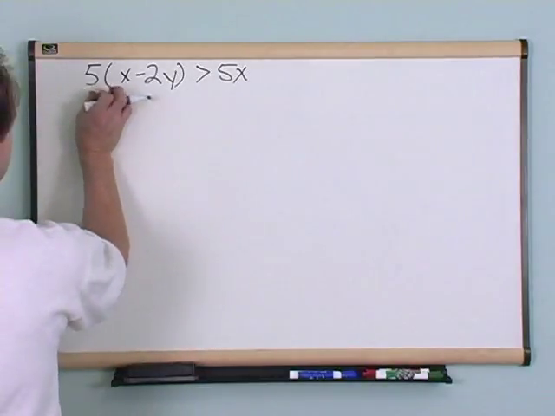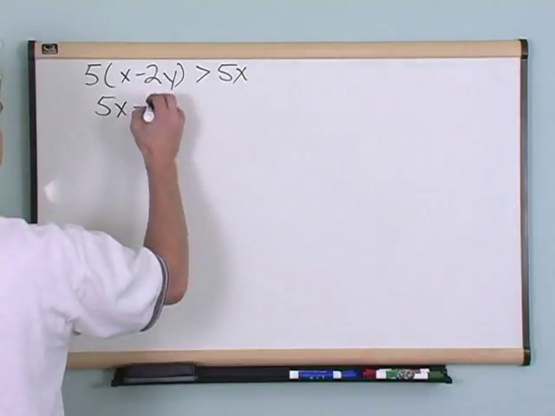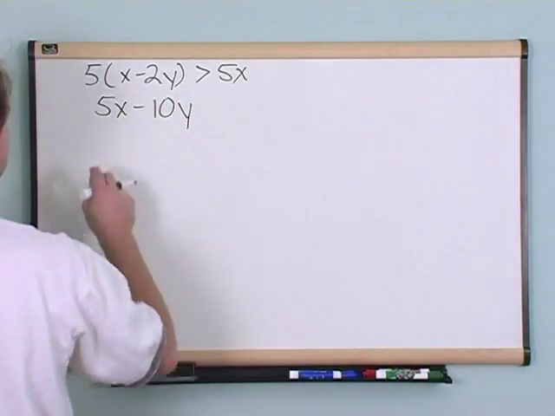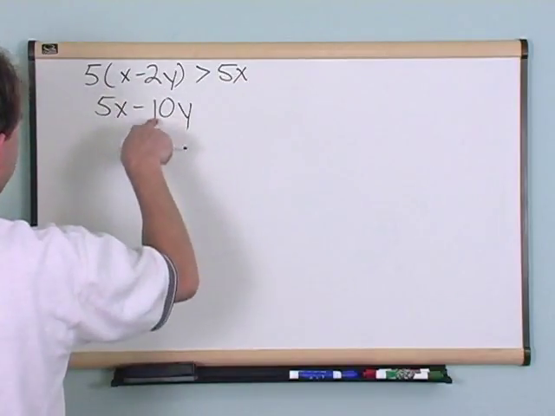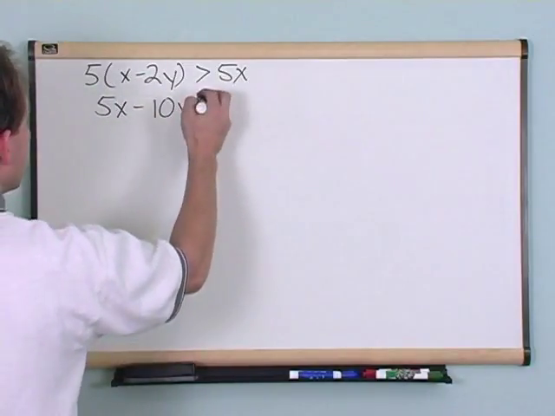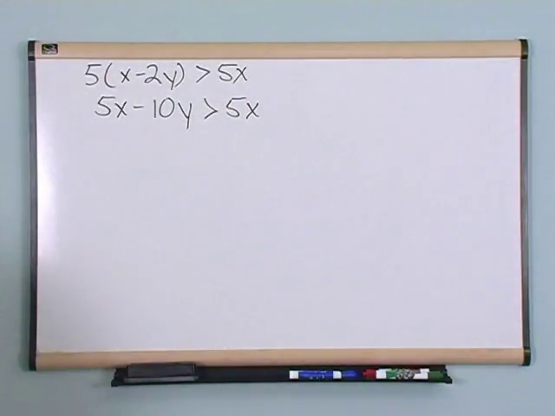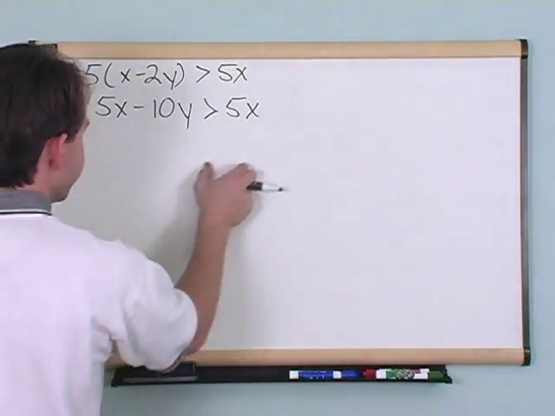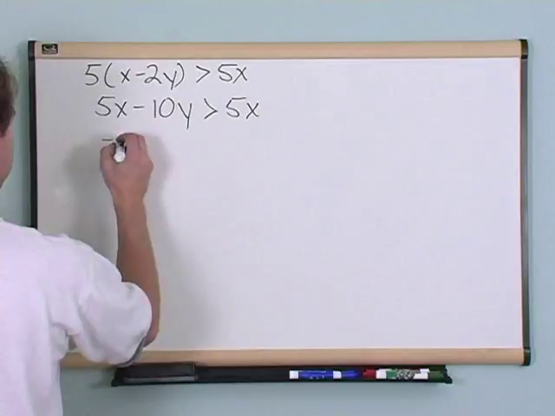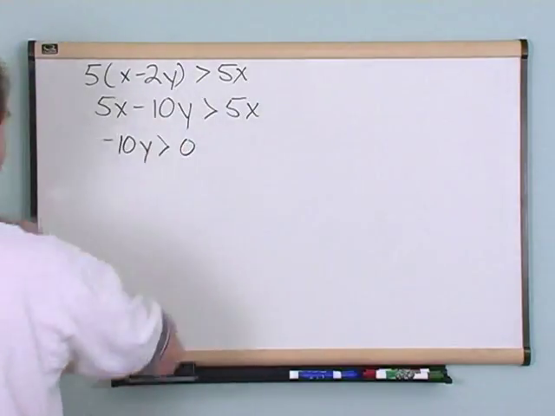So first thing I'm going to do is distribute the 5 in. It's going to be 5x minus 10y. 5 times x is 5x. 5 times negative 2y, negative 10y. Again, greater than 5x. And then I want to get y by itself, so I move 5x over here. So I have negative 10y greater than 0.